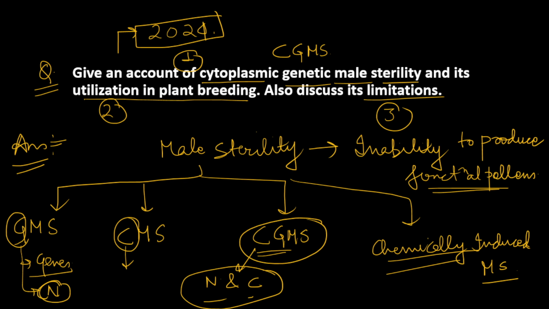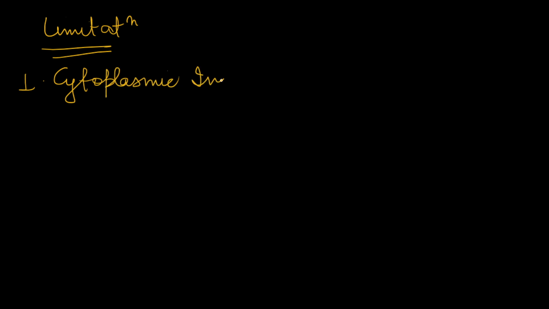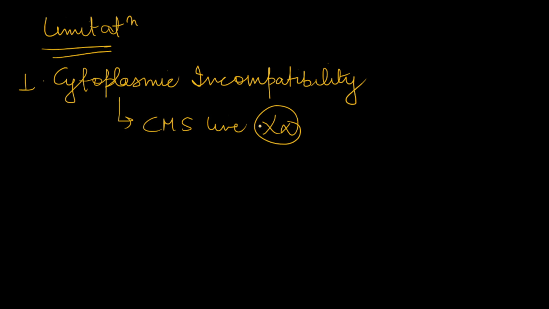Now in the second part of the question, they are asking us about limitations of cytoplasmic genetic male sterility. So we will also write about some 3, 4 limitations. So first of all, the first limitation is cytoplasmic incompatibility. Okay, see what happens. All CMS lines are not compatible with all male fertile lines, limiting the potential for hybrid production or hybrid development. That is, all CMS lines are not that compatible to produce good hybrid seeds.